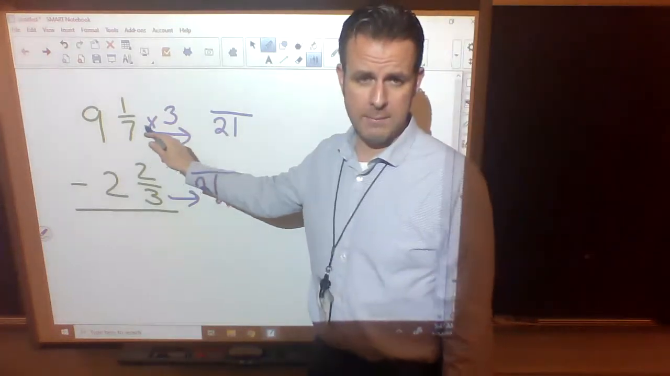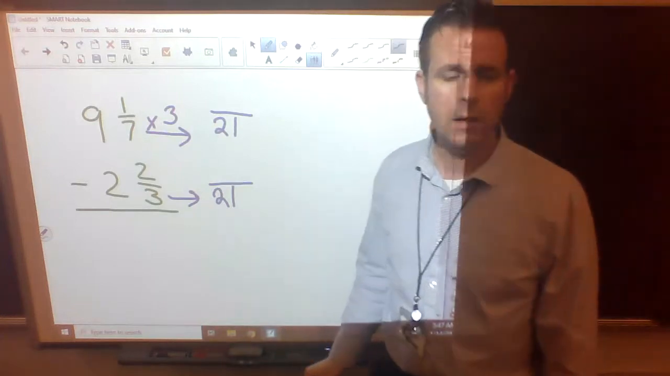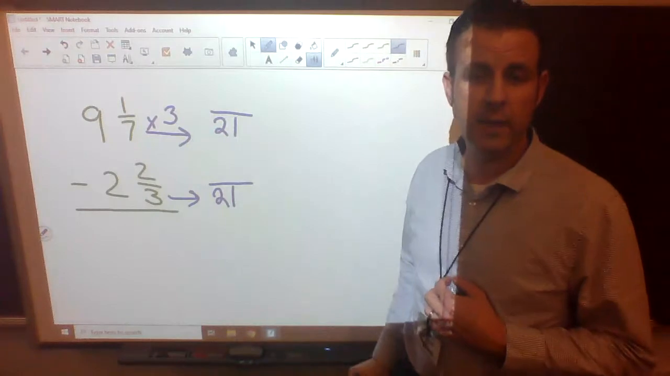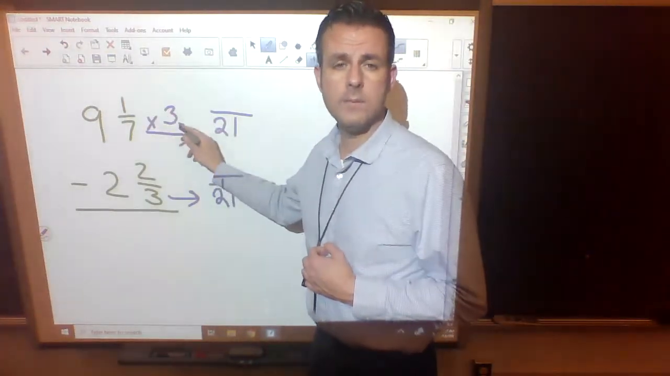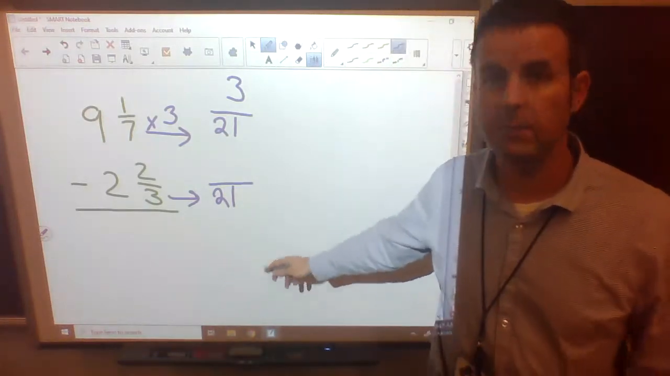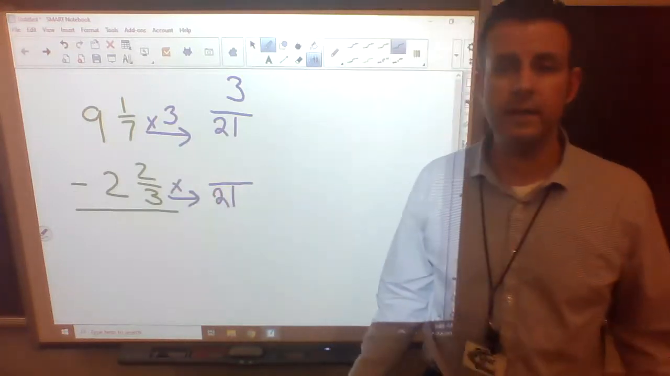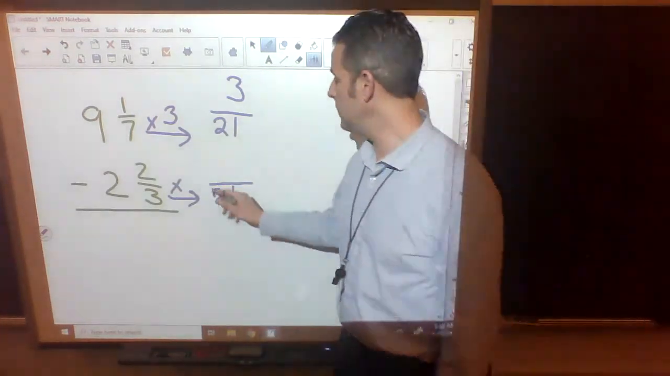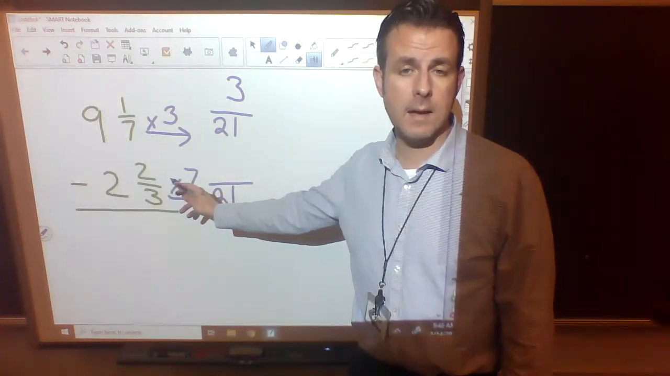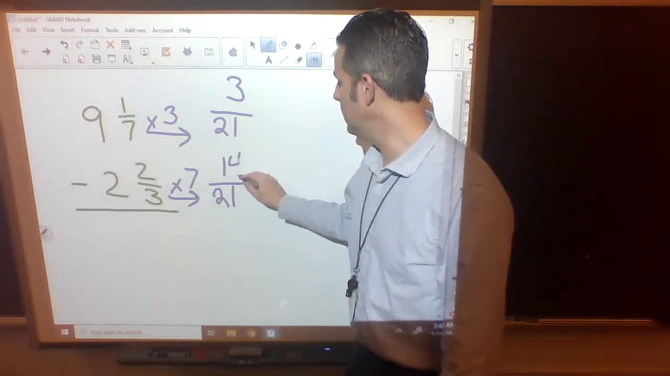If we multiplied the 7 by 3 in this fraction, we also have to multiply the top number. So 1 times 3 is 3. Now we start over and we do the bottom number the same way. How do we get from 3 to 21? 3 times what? Well, it's 3 times 7. So if we took this 3 times 7, we also have to take the top number of this fraction times 7. So 2 times 7 is 14.